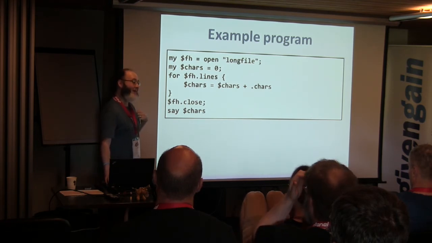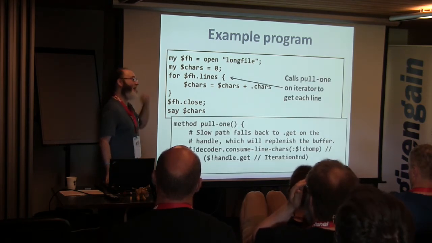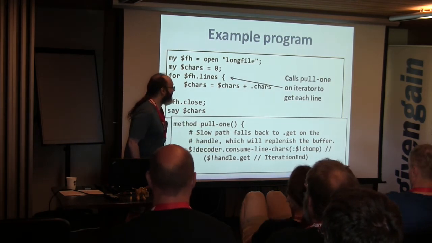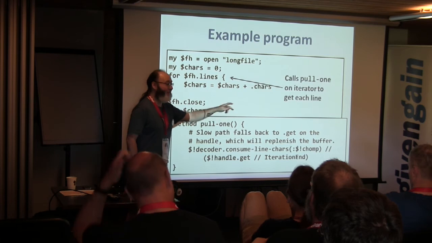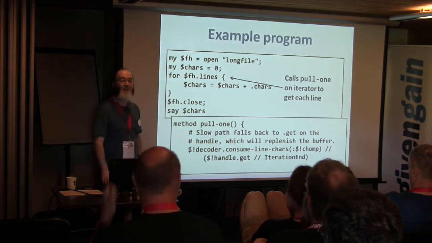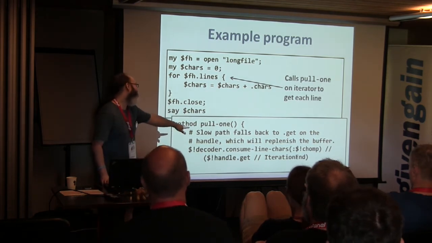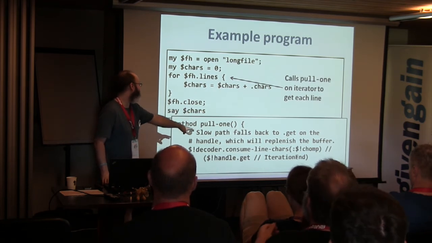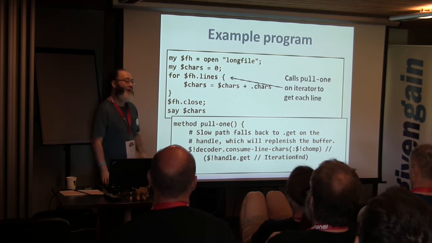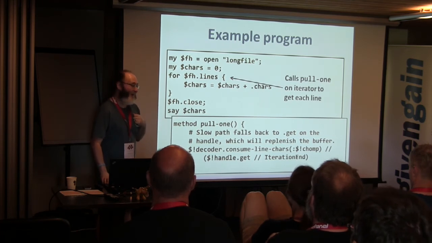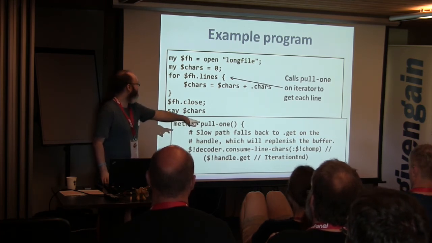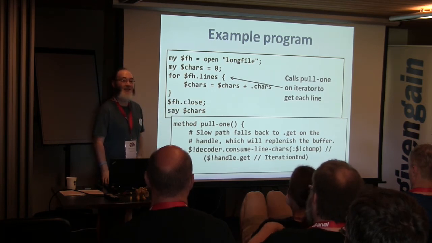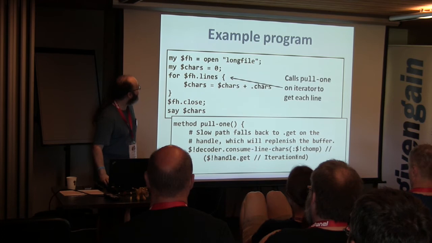And I mentioned earlier that a loop calls pull-one. So here's that pull-one method. So we call decoder consume line characters. Okay, we pass along whether we should chomp automatically, and then we have a fallback. So if it doesn't give us anything, we have to do a slow path get of the line, which might read from disk. And then if we still don't have anything, then we're at the end of the iteration, and we return the iteration end sentinel.